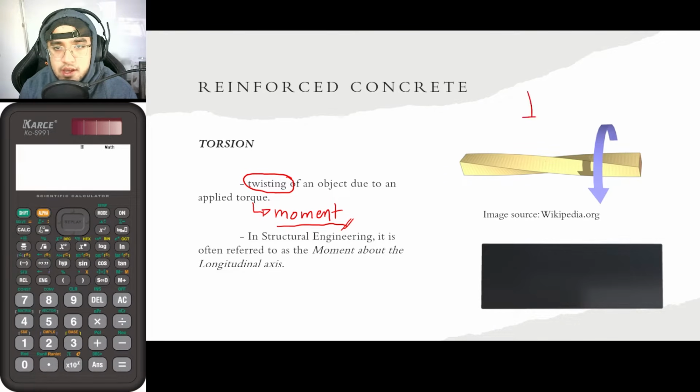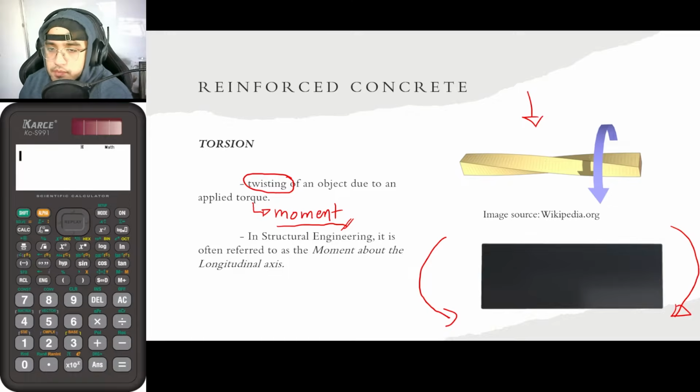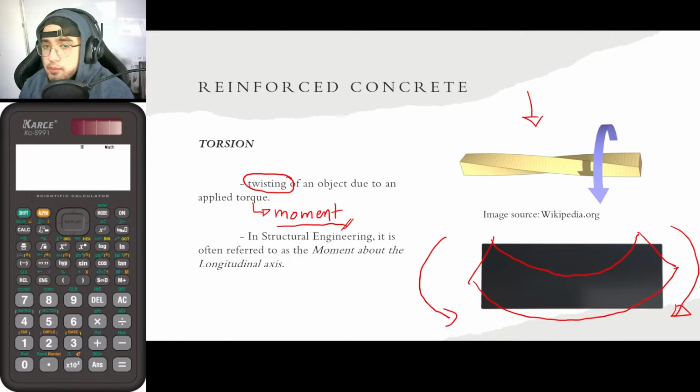So this image here is an example by Wikipedia and it actually depicts what torsion is. So as you can see, it is twisting. So from a structural engineering standpoint, it is often referred to as the moment about the longitudinal axis. So before I explain this, suppose that we have this particular beam here and say that we are now to apply this particular moment at the sides. So this is not torsion per se because as you can see, the tendency of this moment is that it would be bending the beam like this. So from that, guys, this is not a torsional moment. Rather, it is a bending moment.